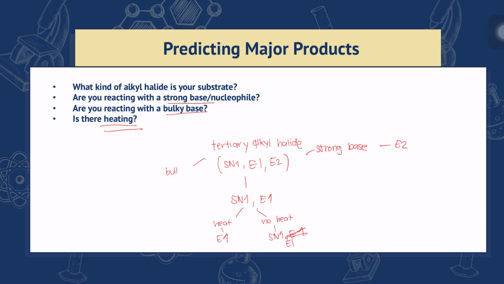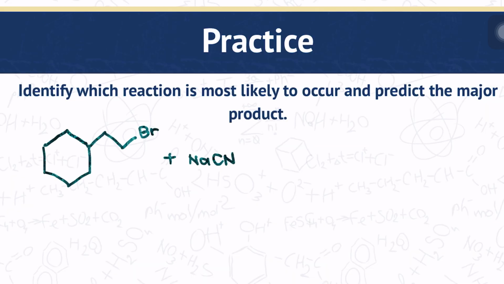A bulky base determines whether you will follow Zaitsev or anti-Zaitsev. If it's no, you go with Zaitsev. If it's yes, you go with anti-Zaitsev, always. We'll be moving on to a short practice of our reactions. So number 1, we have this.